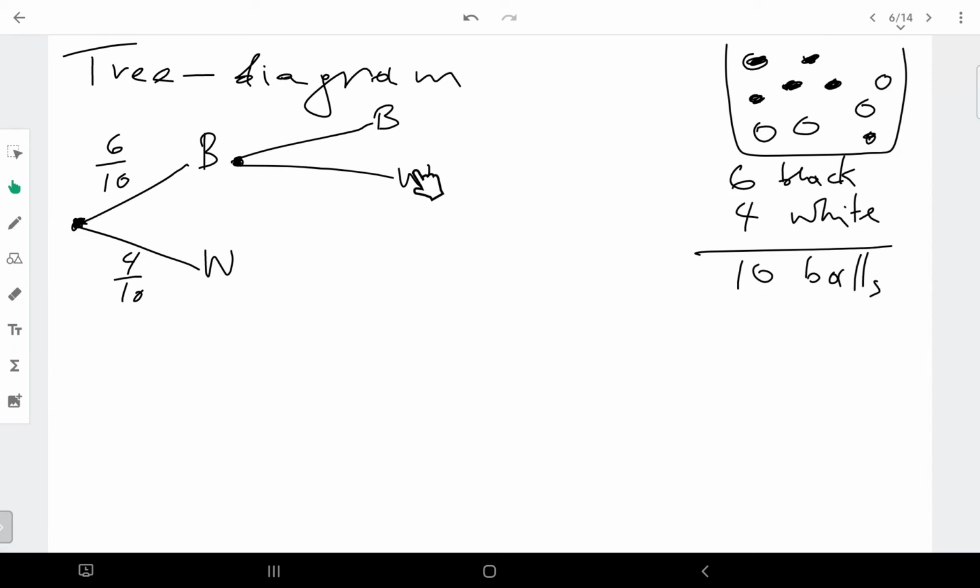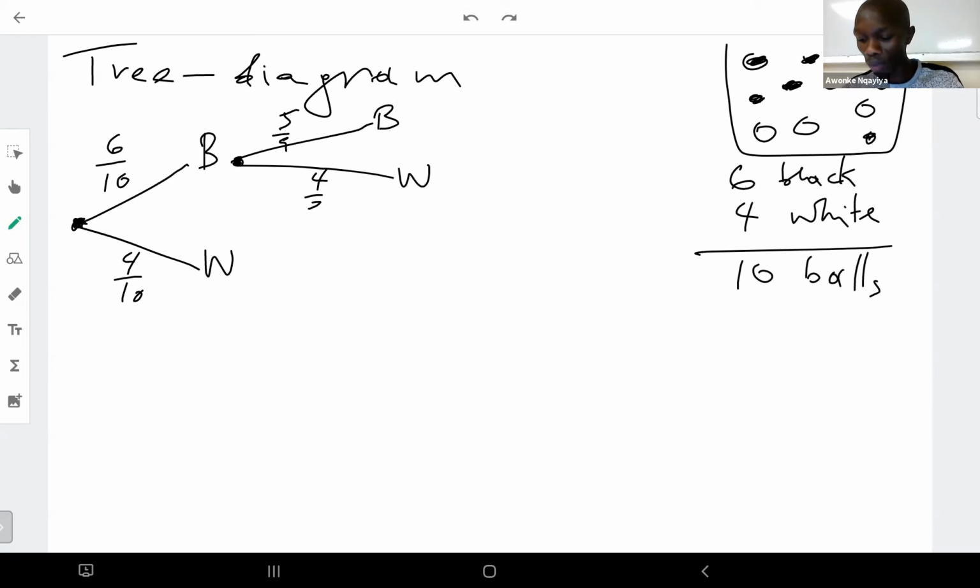4, because we are assuming that you did not take the white ball. So the total number of white balls remains the same. So the probability that for the second time you take the black ball is 5/9. The probability that you take out the white ball is 4/9.